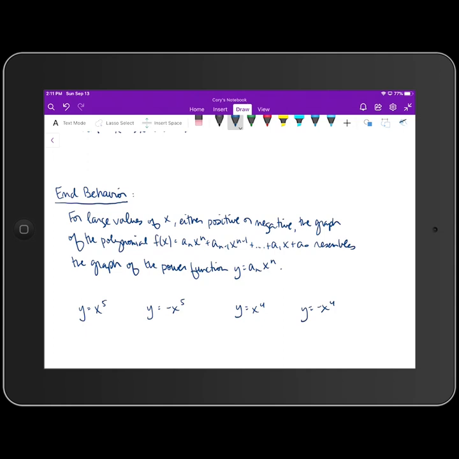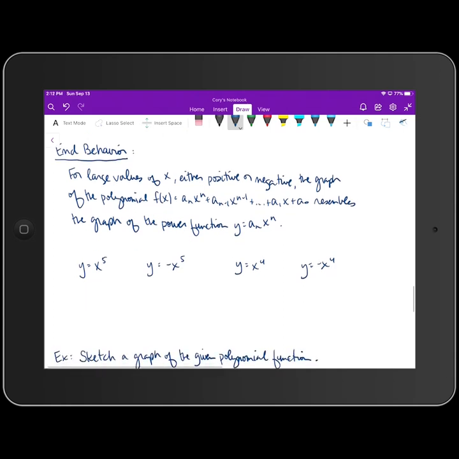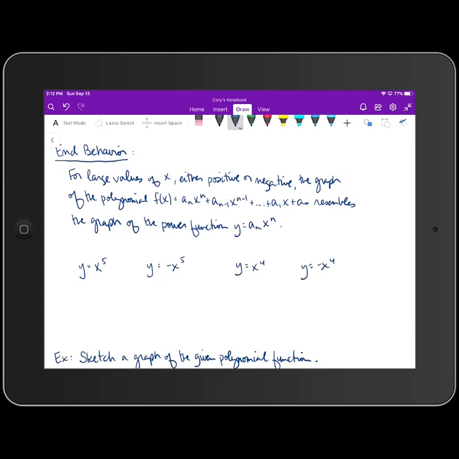Now there are 4 different types of end behaviors that you need to concern yourself with. The first one is y equals x raised to some odd power. I just used x to the 5th power. So the end behavior of x to the 5th is going to go down and to the left and up and to the right.